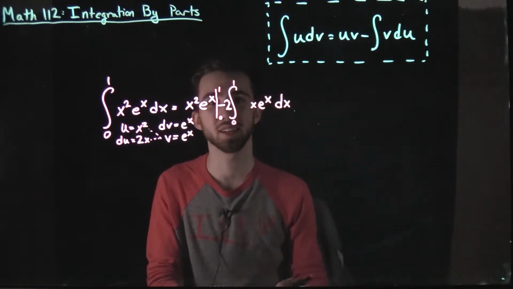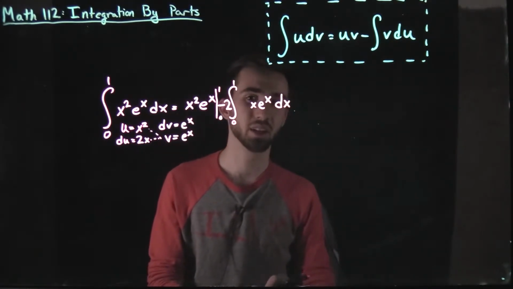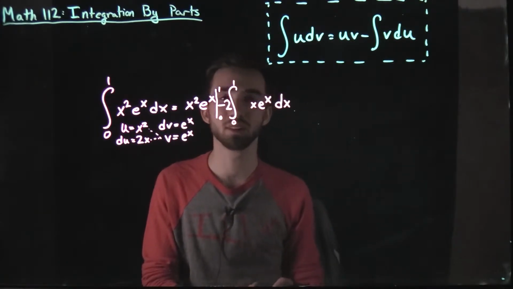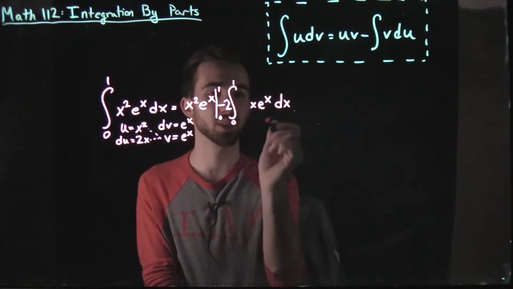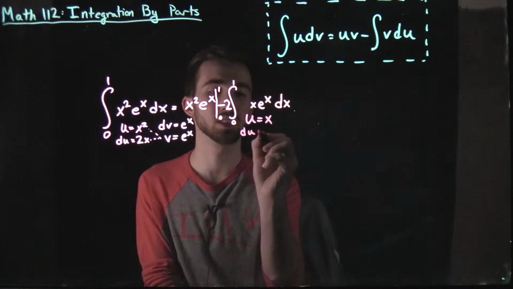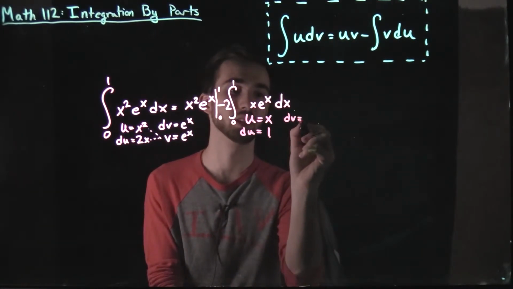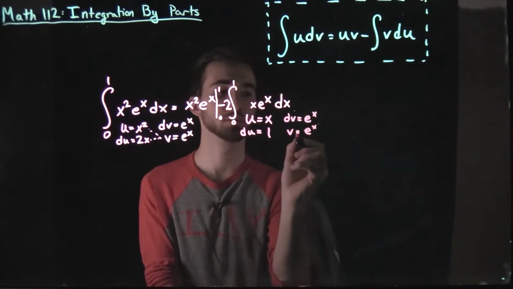So this is just an example to show us that sometimes one integration by parts isn't enough, and we actually need to do it more than once, maybe even 3 times. That's happened before. Sometimes you'll have to do it a lot of times. So in this case, we have to do it a second time. So we're going to, just like the last one, choose the same u and du and v and dv equals e to the x.